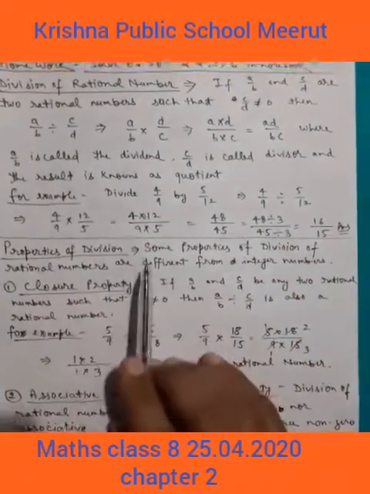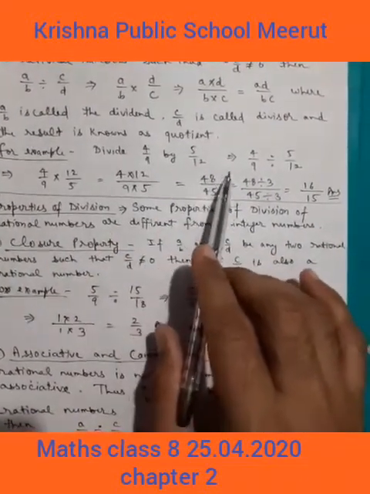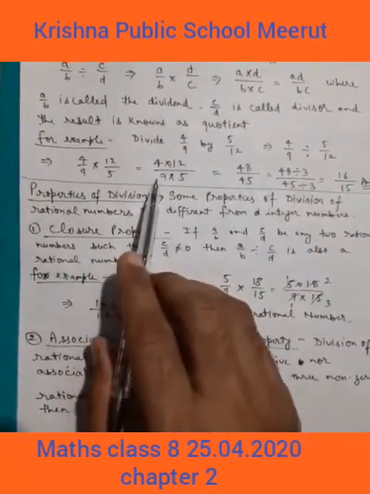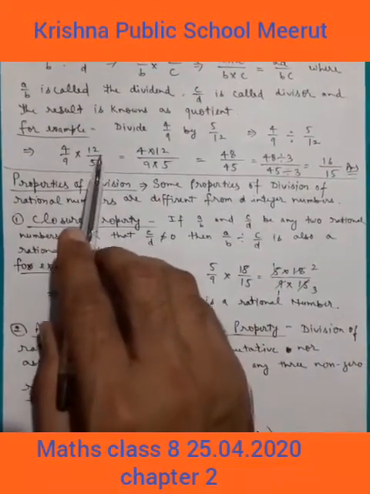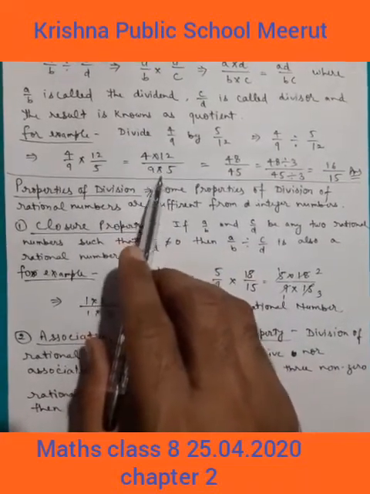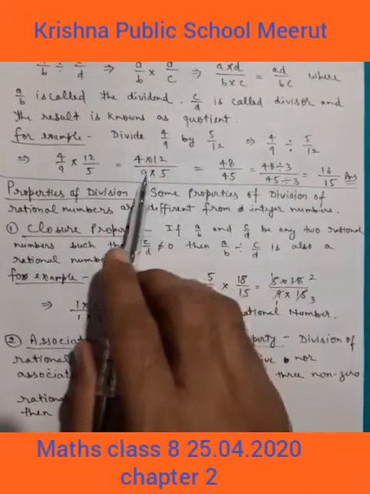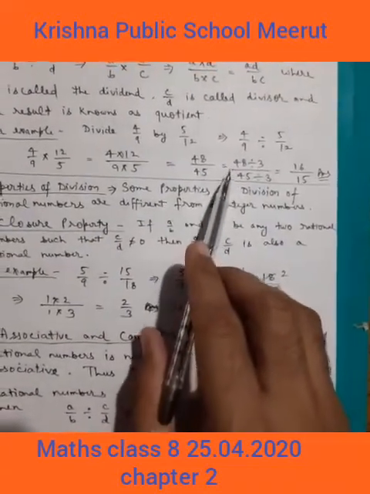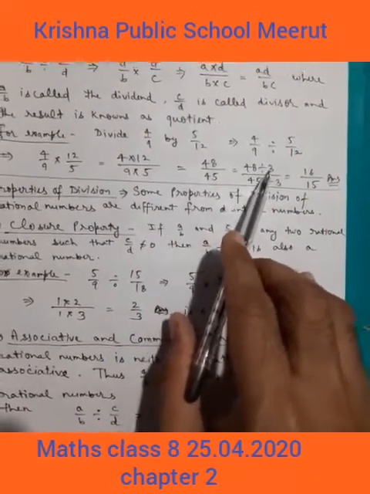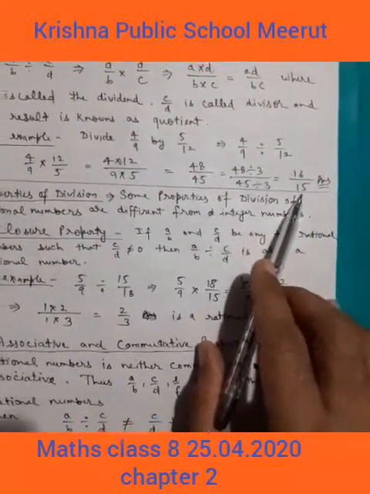For example, divide 4 upon 9 by 5 upon 12, that is 4 upon 9 divided by 5 upon 12. Now we can write this expression as 4 upon 9 into 12 upon 5, which is equal to 4 into 12 upon 9 into 5. That is, 4 times 12 is 48, 9 times 5 is 45. Then we divide both numerator and denominator by 3, that means 48 divided by 3 and 45 divided by 3. Then we get the answer 16 upon 15.